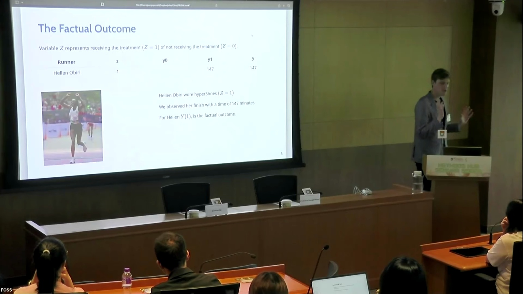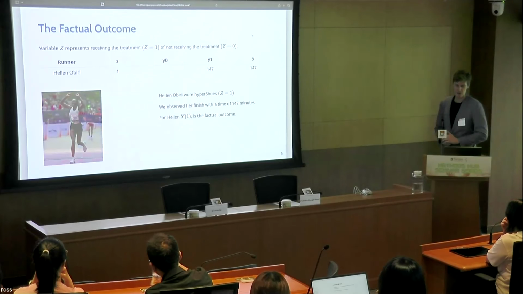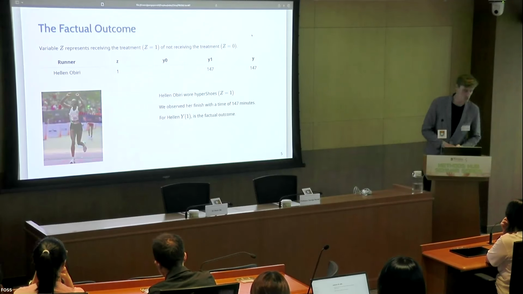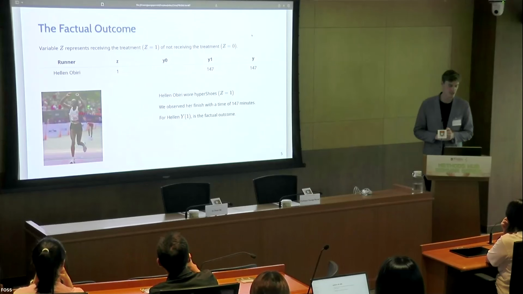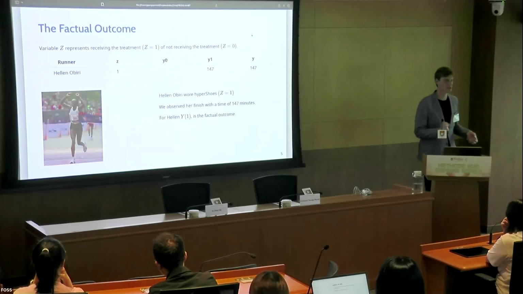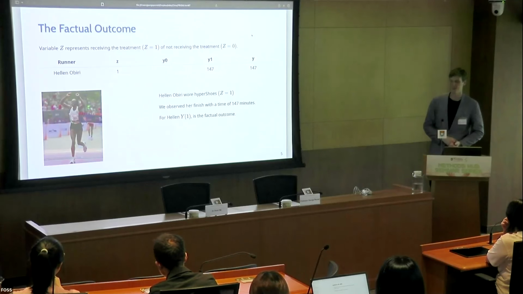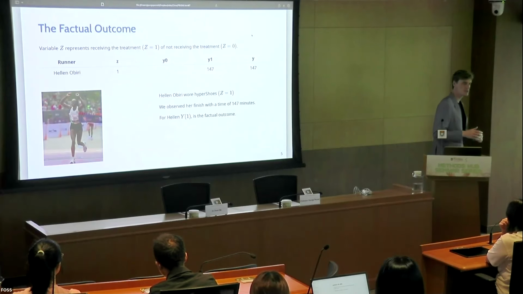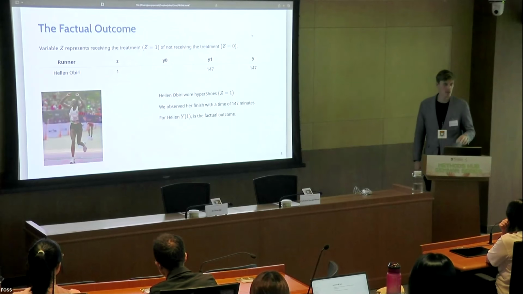And as I said, we only observe this factual world. So we see that Helen wore the shoes and finished in a time of 147 minutes, which is very, very fast. Using the traditional notation of causal inference, variable Z generally is used to represent the treatment. So Z1 here is going to mean that somebody has the treatment, or the hyper shoes, and Z0 means they're just wearing the traditional shoes. And so here we see Helen's wearing the shoes, and we observe her time with the shoes. Her time with the shoes is going to be denoted with Y1, and Y is which potential outcome we observe.